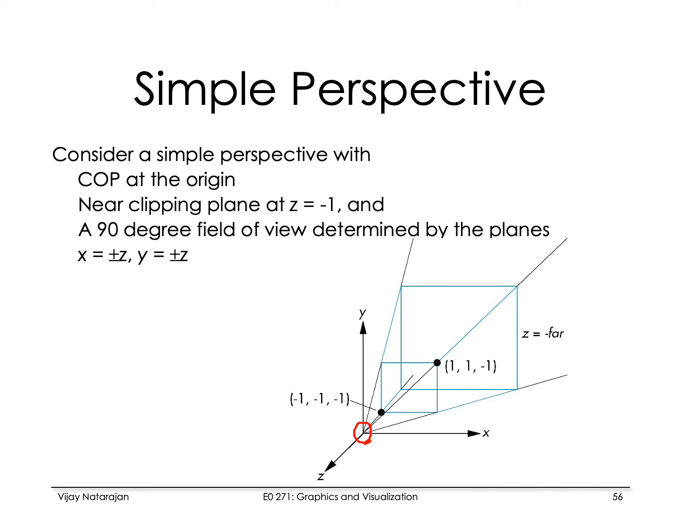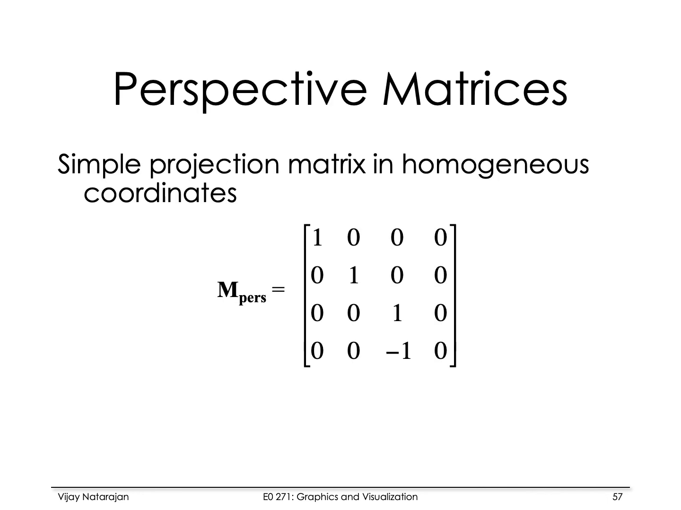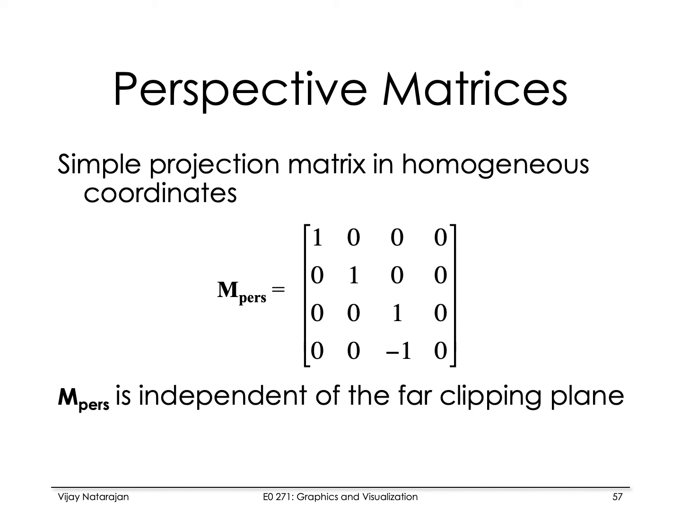So what is the matrix that corresponds to this? This is the simple perspective projection matrix. You can quickly see that this matrix has this -1 on the 4th row. The far clipping plane does not appear here at all. This is not surprising. The projection does not depend on the far clipping plane. The far clipping plane only decides which objects get projected.